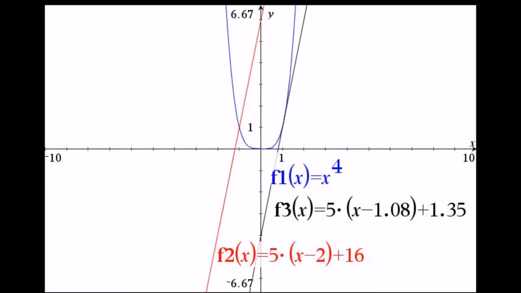Next, to find the y value, or f of x value, I plugged 1.0772 into the function x to the fourth, in which I got a y value of 1.3464. Now, just like the secant line, I plugged all the values into point-slope form, so that the equation for the tangent line is y minus 1.3464 is equal to 5 times x minus 1.0772.